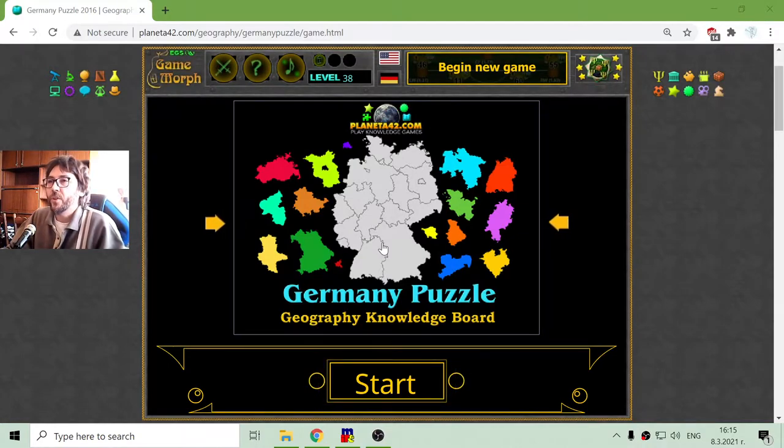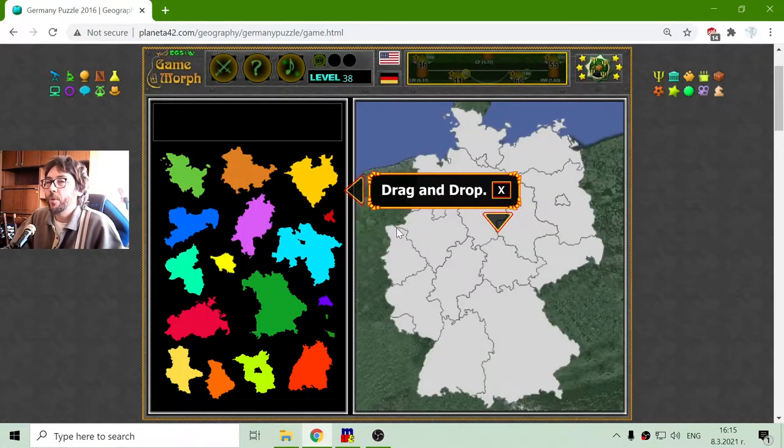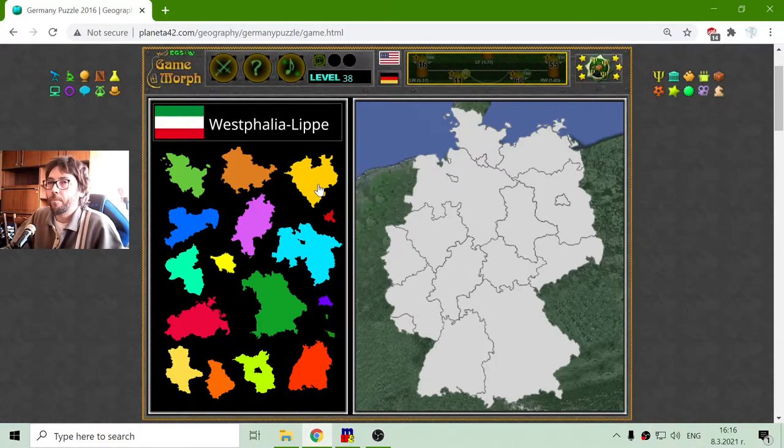Today's geography educational game that I play is the Germany puzzle. I will try to sort the states of Germany on their correct locations. These are Germany's provinces.